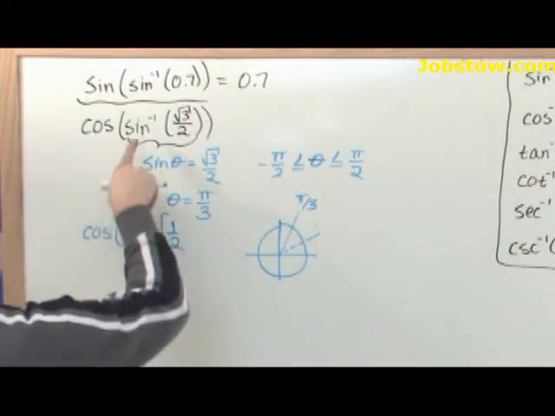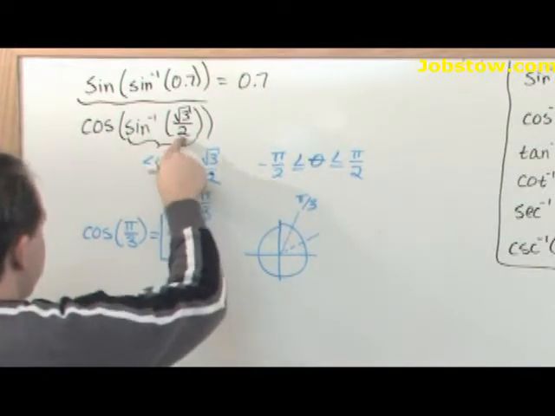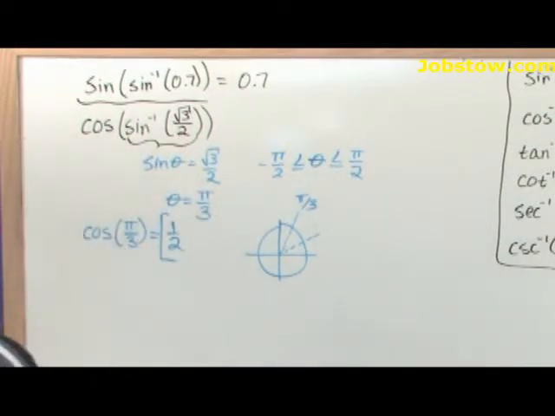So if you were to take the inverse sine of square root of 3 over 2 and then take the answer and then just take the cosine of it, you would get 1/2. Okay, because that's what you would get when you project it on the x-axis there.